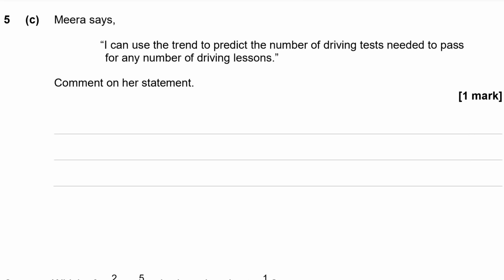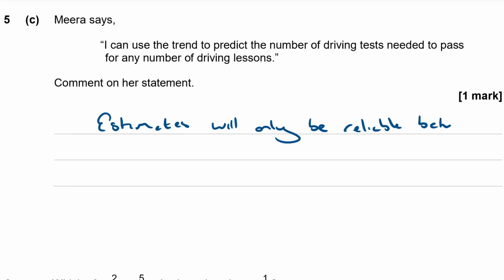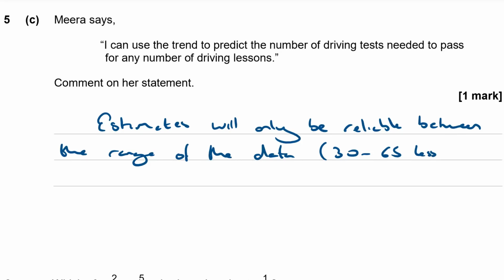So I'm going to write here that estimates will only be reliable between the range of the data, which we said was 30 to 65 lessons.